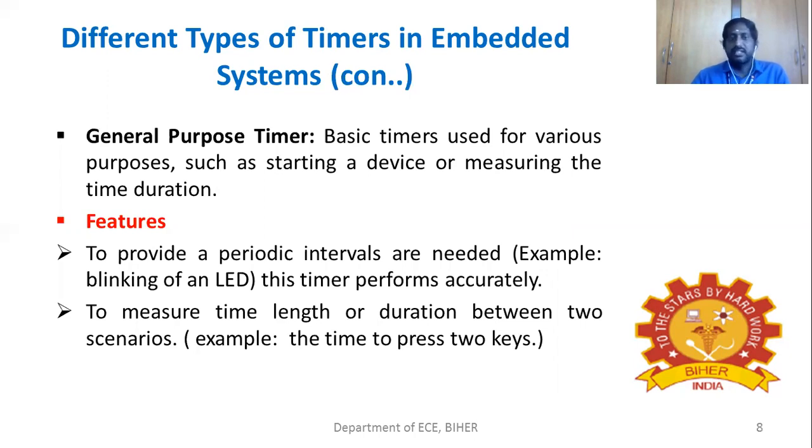The next feature is to measure the length or duration between two events. For example, the time between pressing two keys. The time between two on statuses can be measured with the help of general purpose timers.